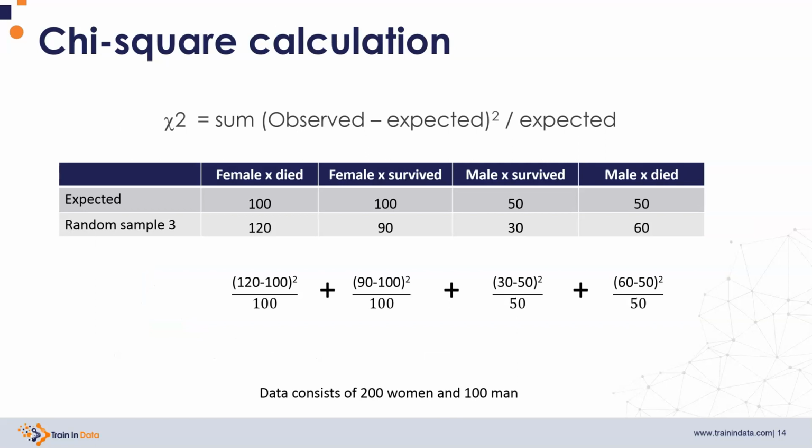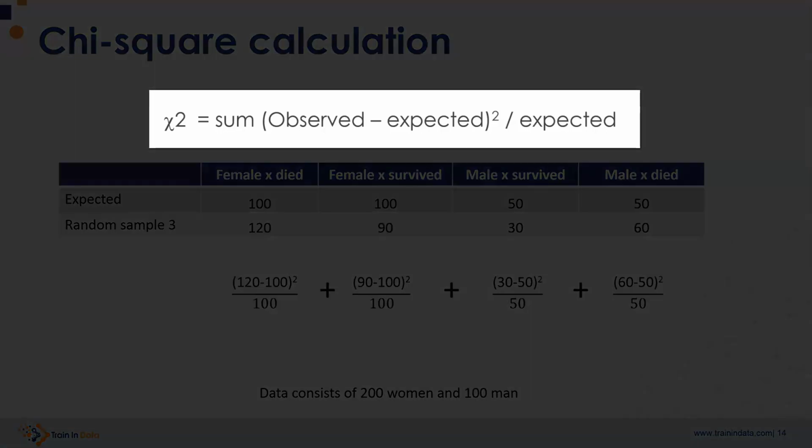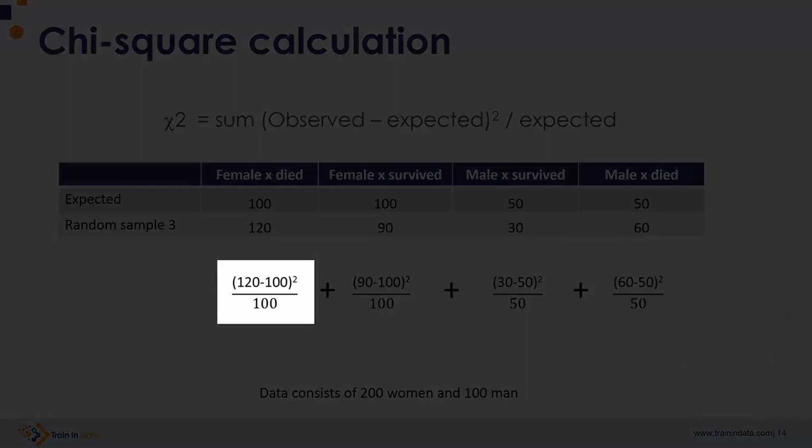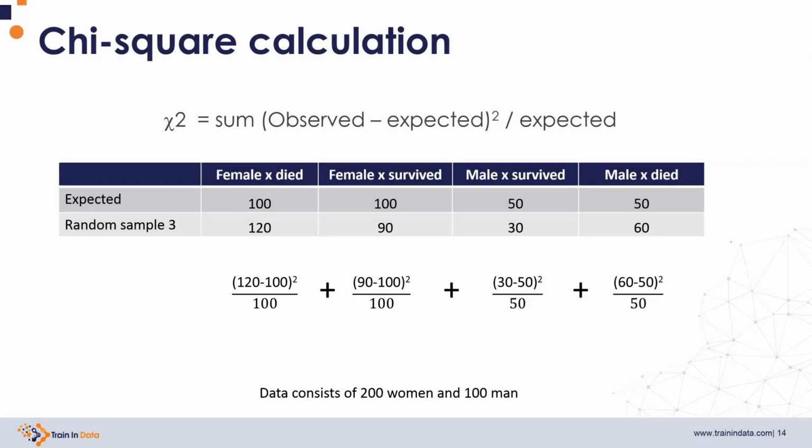So how is this chi-square statistic calculated? It's a very simple statistic. It just evaluates the observed value versus the expected value. So for this random sample 3, the observed value for female that died is 120, and the expected value is 100. So I subtract one from the other, I square it so that I work only with positive values, and then I divide by 100, which is the expected value. I move on to the next cell: the observed females that survived are 90, the expected were 100, I take the difference, square it, and divide by the expected value, and I do the same with the males that survived and the males that died.